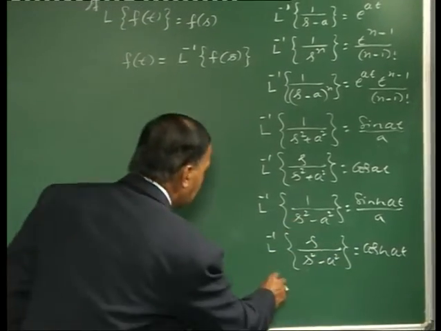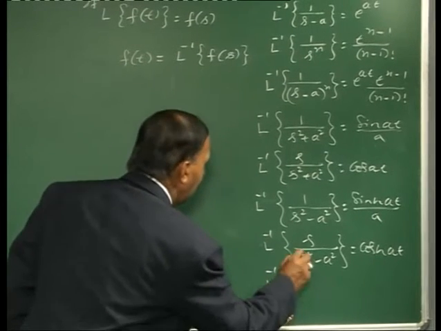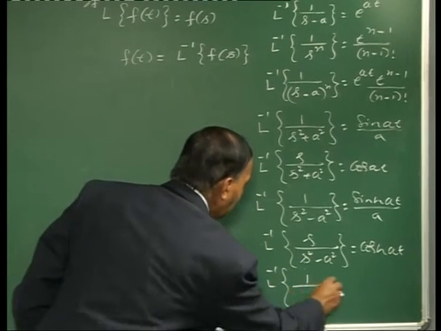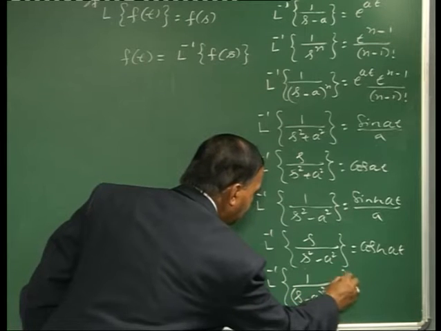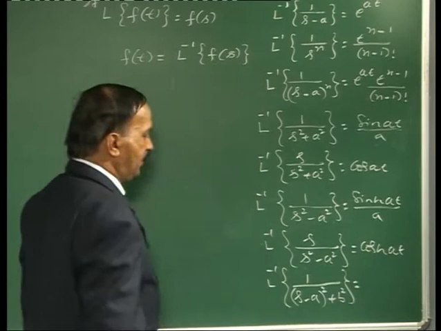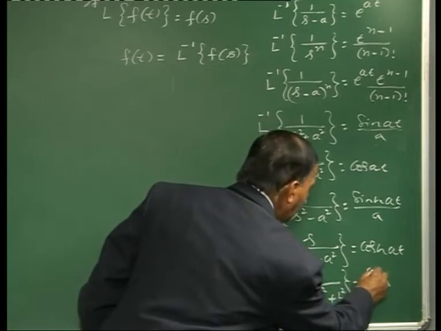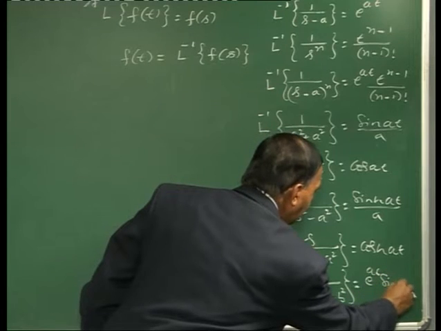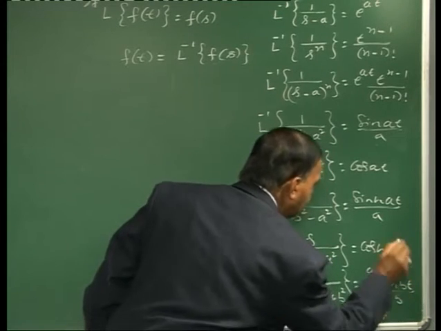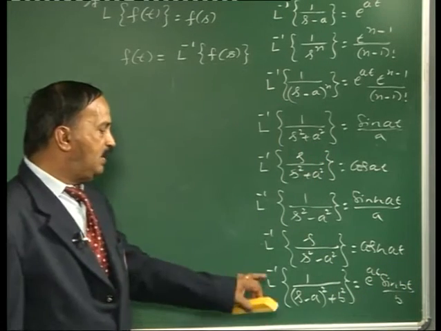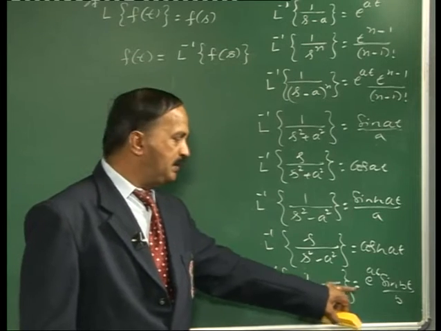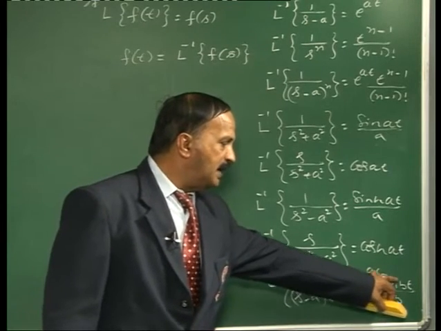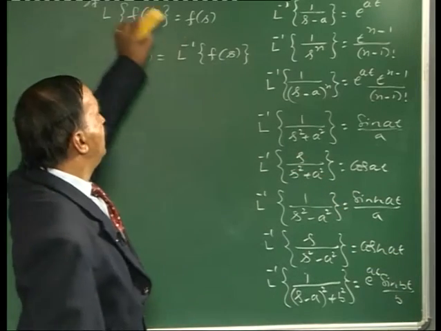L inverse of 1 by s minus a whole square plus b square is equal to e to the power of a t into sin b t divided by b. So L inverse of 1 by s minus a whole square plus b square is equal to e to the power of a t sin b t by b.